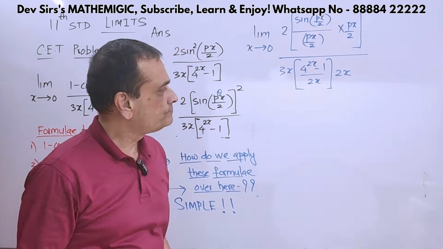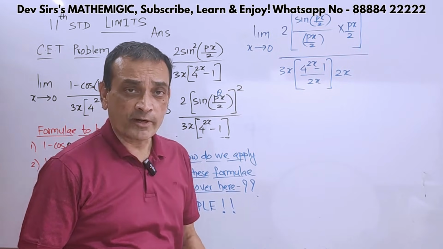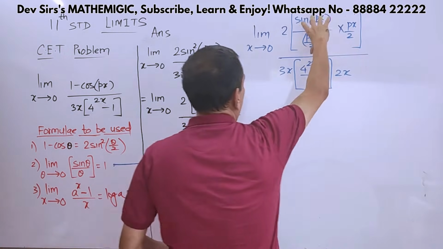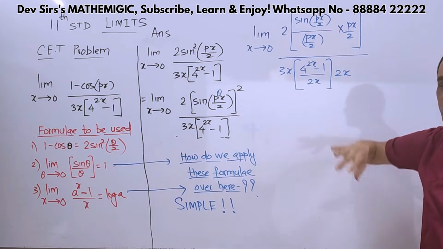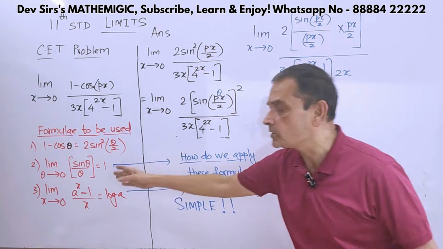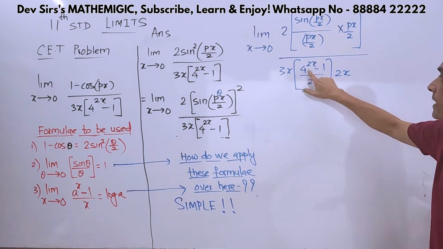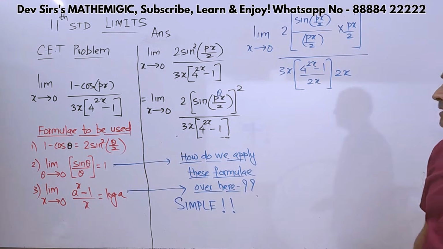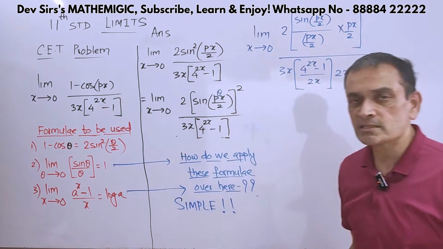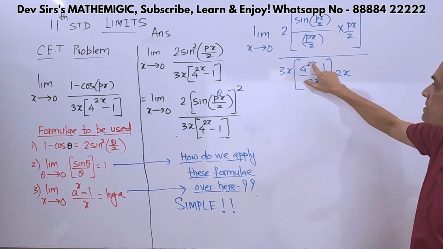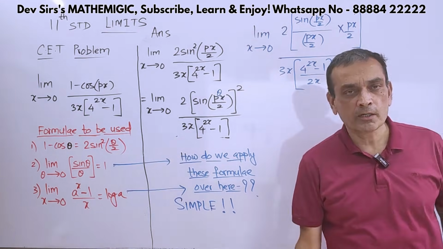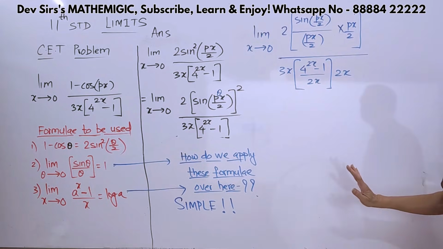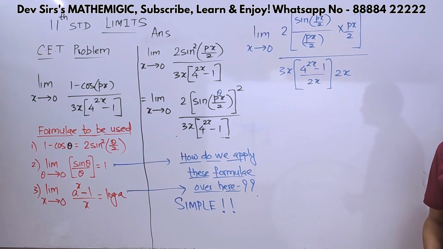Done, almost solved. Now just check what I meant. Sin theta upon theta has come. Sin px by 2 upon px by 2 is similar to sin theta upon theta. A raised to x minus 1 upon x is similar to 4 raised to 2x minus 1 upon 2x. Both the formulae we have got. Now just simplify and get the answer. Very simple answer now, right?